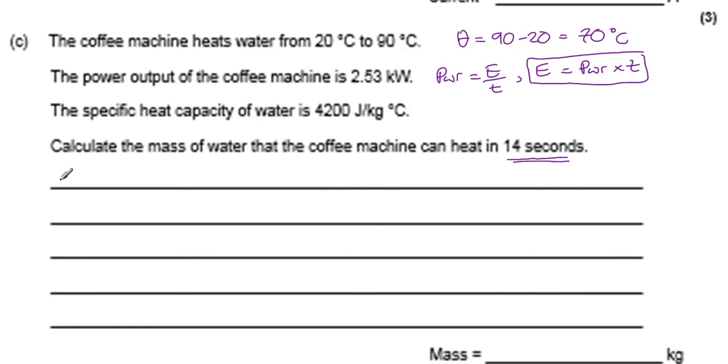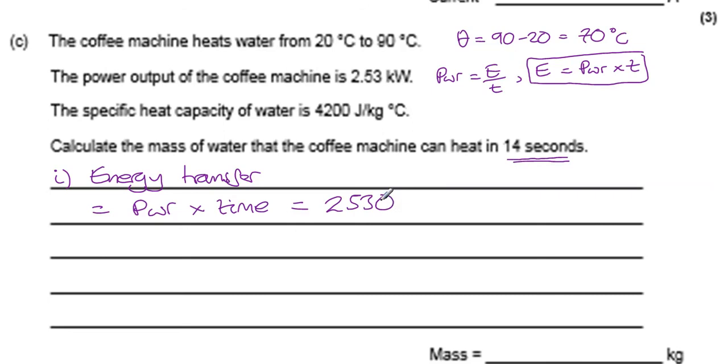Right, we've got a heat capacity here. So the first bit of this question is watts. We're going to need to work out what the energy transfer is. Right, the energy transfer is the power multiplied by the time. The power is 2530 watts. The time is 14 seconds. That gives us an energy transfer of 2530 multiplied by 14, so 35,420 joules.